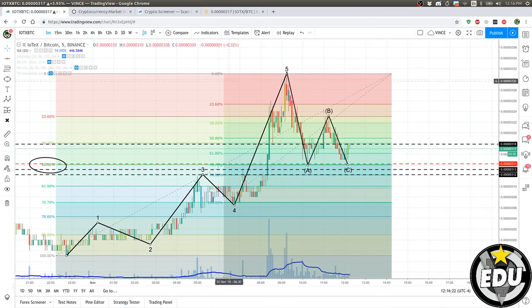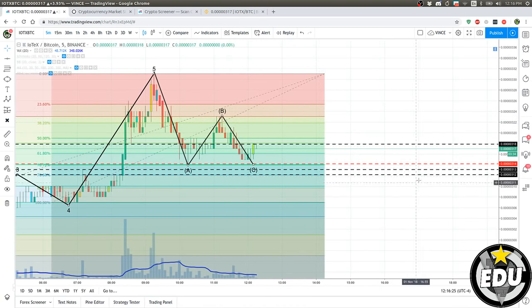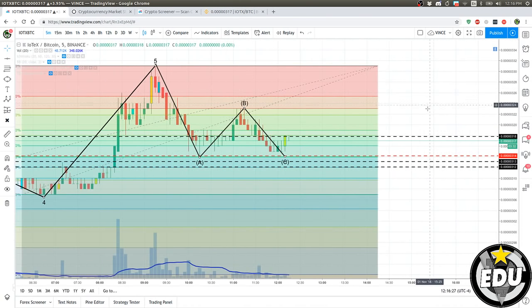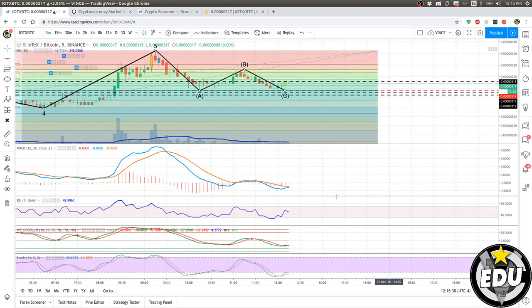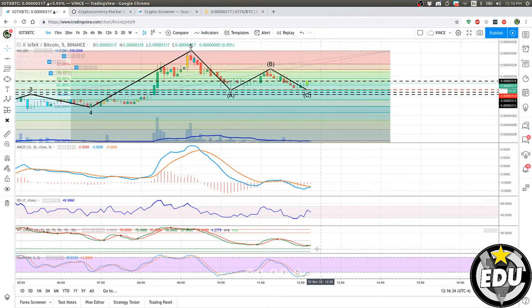Okay, let's go back to our IOTEX, and it's actually going up a little bit. So let's check our indicators quickly. What are they doing? Our stock cross is below, and it's kind of going up, so that might go up and keep making this trade a good one. This WT cross indicator just crossed, making the candle yellow.